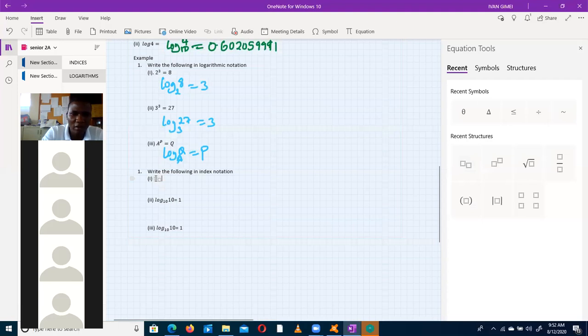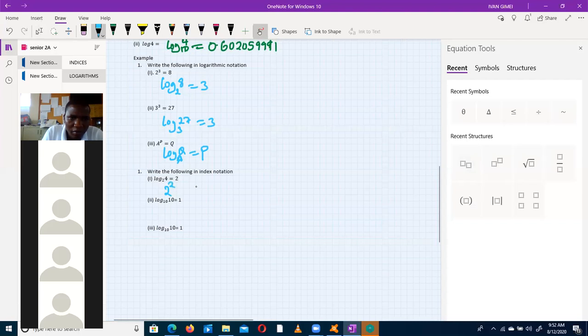We have log to the base of 2 of 4 equals 2. How do you write this in index notation, in terms of powers, without logarithms? 2 to the power 2 is 4. Yes, 2 squared equals 4.